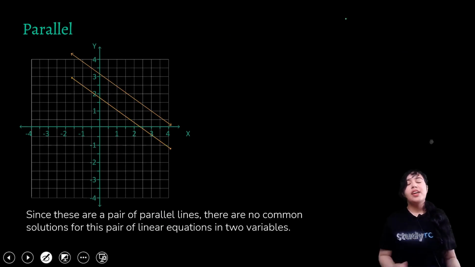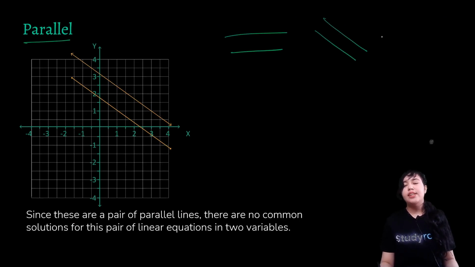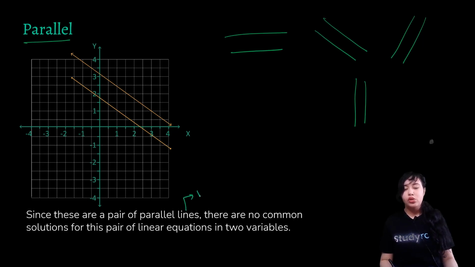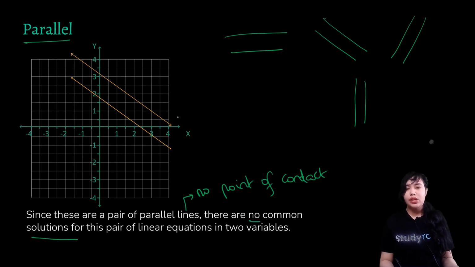Okay. Now moving on to the last case, which is that of parallel lines. So parallel lines, as you know in geometry, they never meet. So you can get them like this, like this, like this, like this. Any which way, but they'll never meet. So here if they're never meeting, there'll be no point of contact, which means there will be no solution. Okay, so here parallel lines give us no solution.